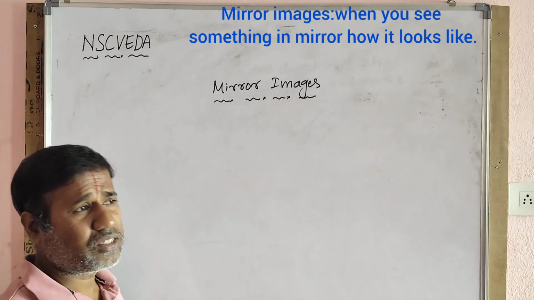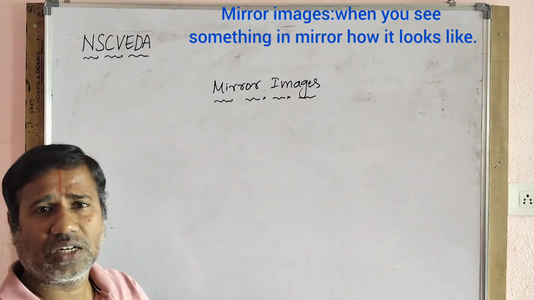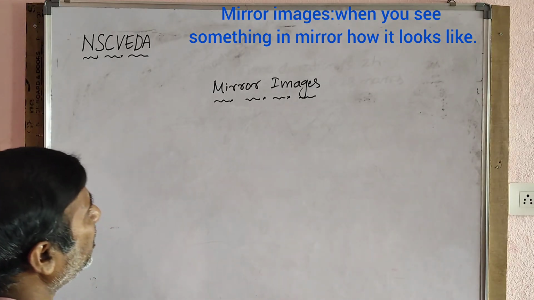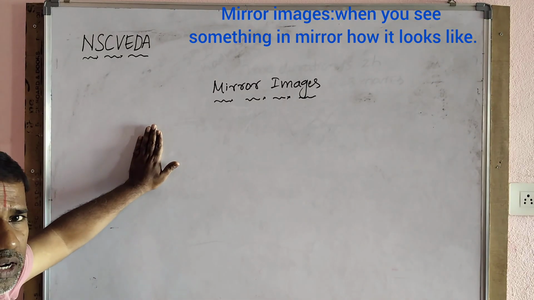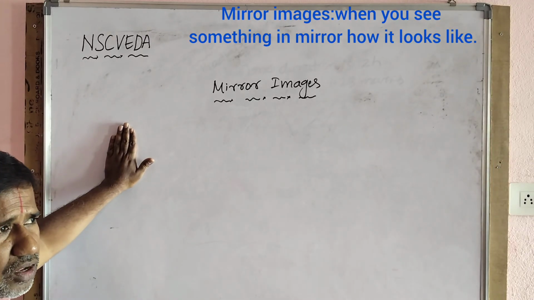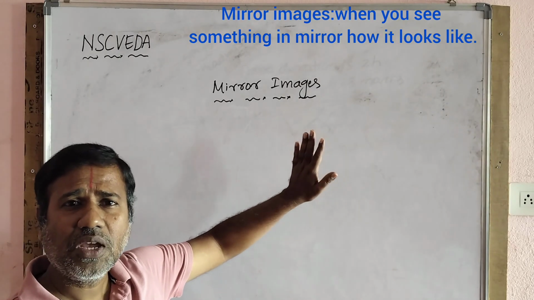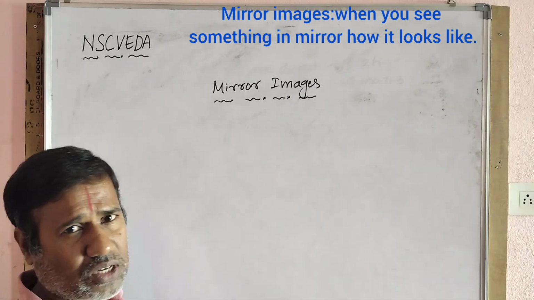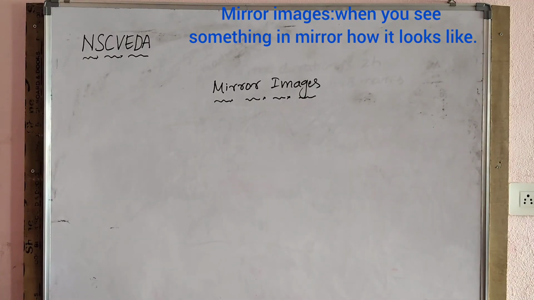Mirror images means when you see something in the mirror, how it looks. That is the question. In the main exam, they will give a question and keep a mirror beside it. When you see that in the mirror, how will the answer look? 4 options will be there. You have to select from A, B, C, D which option is correct. Before starting with mirror images, you should know some basics.